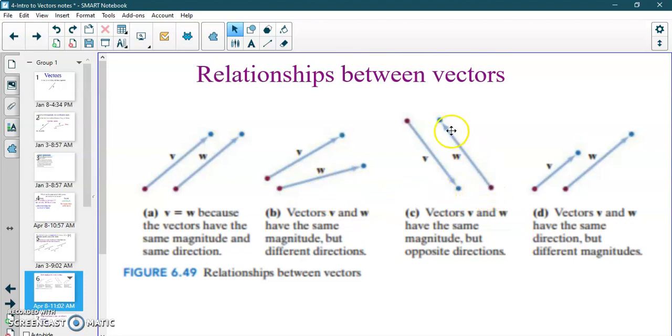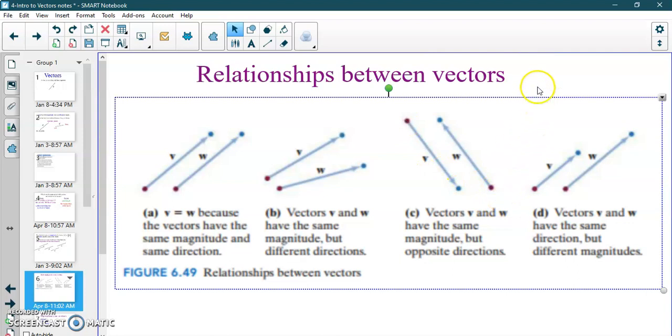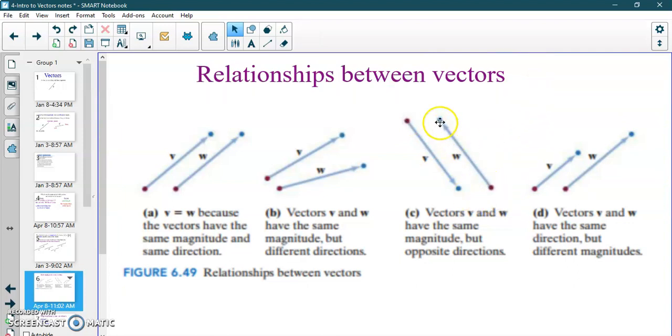In this case, again, they're parallel, like in our first example. Looks like it's the same length, but they are going in opposite directions. Vector v has its initial point up here, pointed down. Vector w has its initial point down here, pointed up. So they have the same magnitude, but opposite directions. In this case, they have the same direction, different magnitudes.